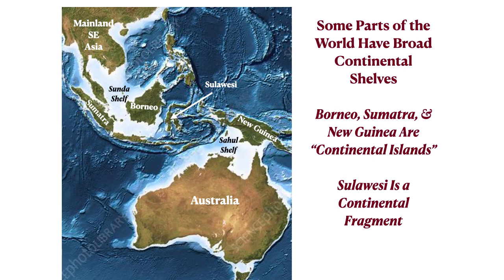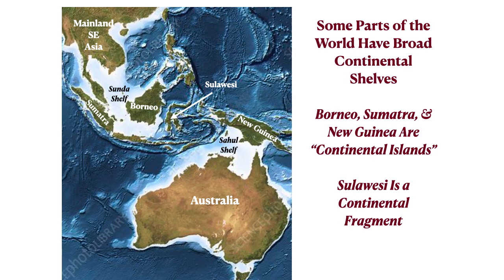For example, we can see on this map, and it's important to note that the ocean areas here are colored in accordance with their depth. So the dark blue areas are deep ocean, and the light blue areas are very shallow ocean. So you can see mainland Southeast Asia extends into the western part of island Southeast Asia with the Sunda Shelf. So this is continental crust, and the islands of Borneo, Java, and Sumatra therefore are considered continental islands.